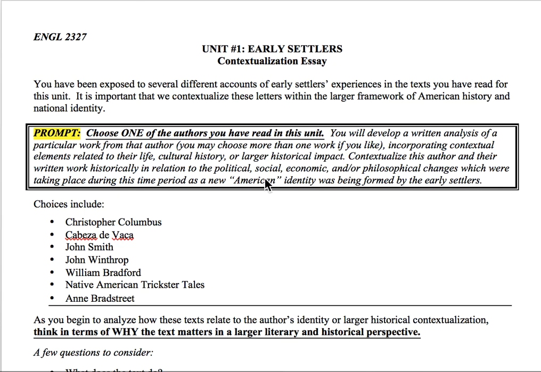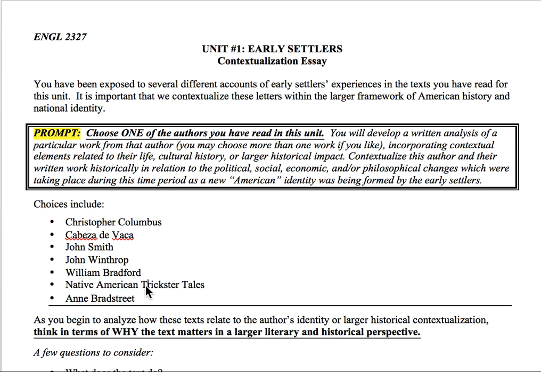So your prompt is very simple. Choose one author that you read in this unit and develop a written analysis of the work that you read from that author in the textbook. Unfortunately, you can't choose a work outside the textbook. But if you have an author that had multiple works, like say the Native Trickster Tales, you could pick two tales if you wanted to and compare them. Or you can choose one singular work.